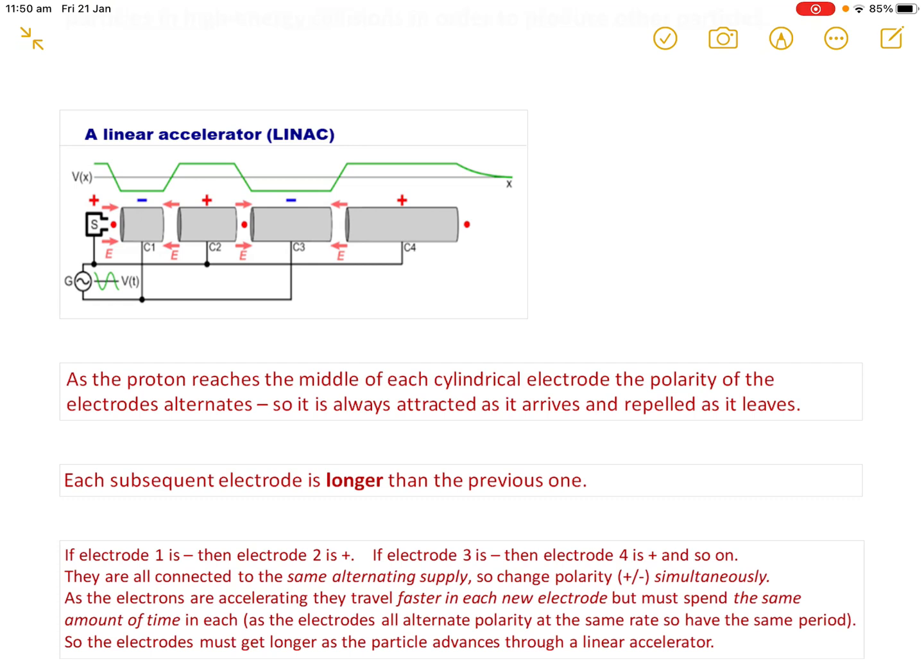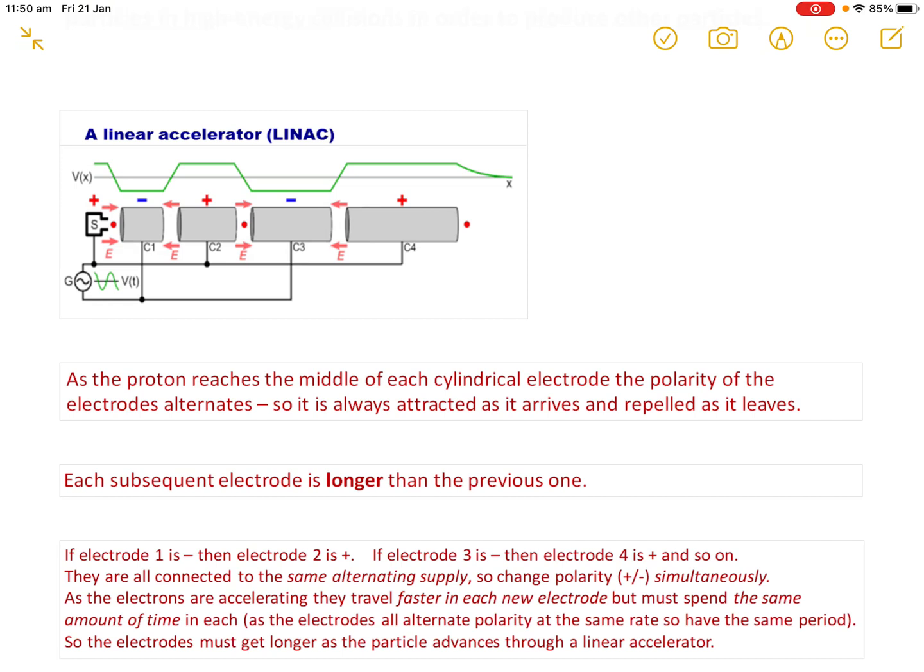Now, as the proton moves through each electrode, it is, of course, gaining speed, gaining kinetic energy. It's getting faster. It's accelerating. It is, after all, an accelerator. So as it leaves cylinder 1, electrode 1, it's got a certain speed. When it leaves cylinder 2, electrode 2, it's going to have a greater speed. So as it reaches each subsequent electrode, it's entering that electrode faster.